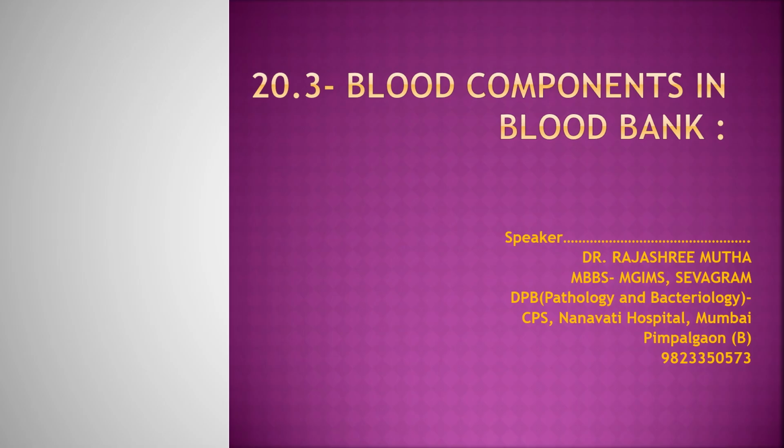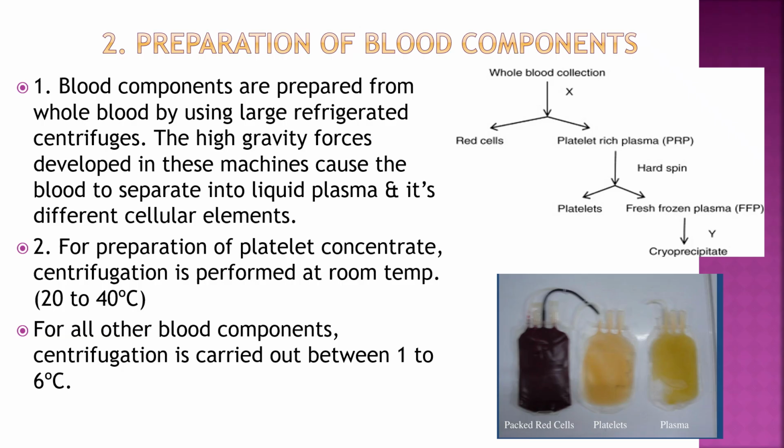Let's study blood components in the blood bank. Blood components are prepared from whole blood by using large refrigerated centrifuges. The high gravity forces developed in these machines can cause the blood to separate into liquid plasma and its different cellular elements. For preparation of platelet concentrate, centrifugation is performed at room temperature, 20 to 40 degrees. For all other blood components, centrifugation is carried out between 1 to 6 degrees Celsius.